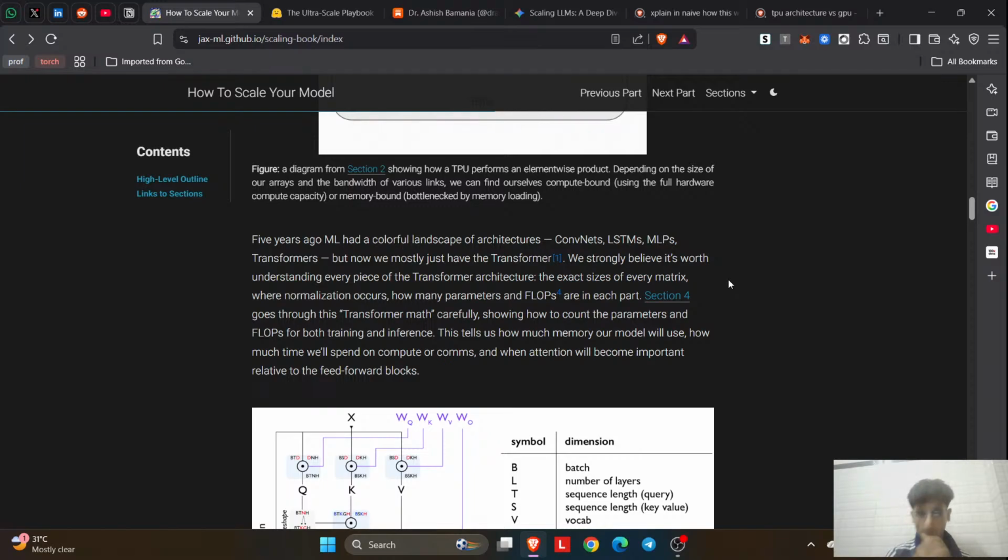Because everything and anything you study about AI, I mean core AI, you need to know the transformer. It is the absolute basic. You just need to know the transformer. There's no shortcut to it.